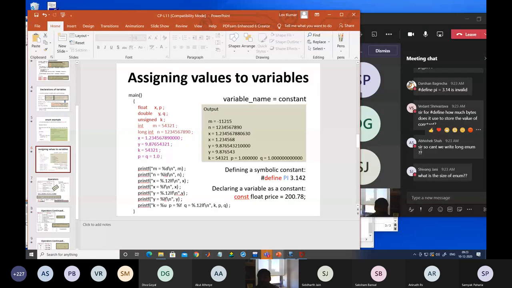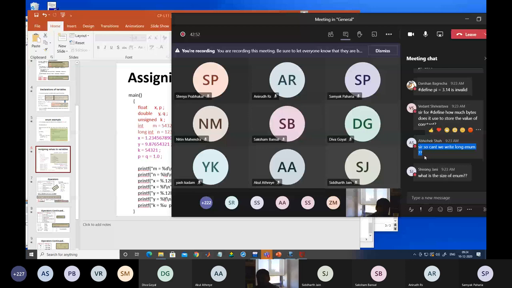Okay. Abhishek sir, can you tell me what do you mean by enum? I'm asking you, just explain to me, what do you mean by enum? Sir, it creates a data type where we can store integer and character values, but not float.